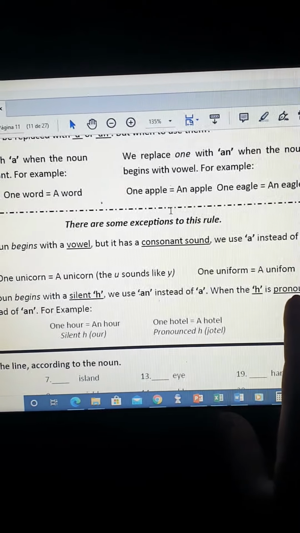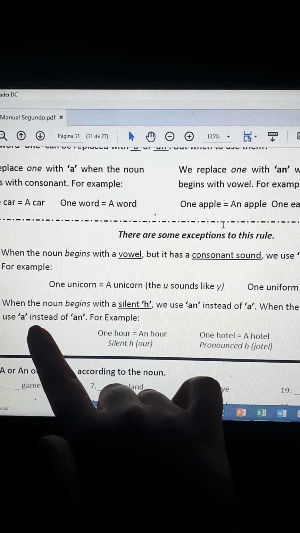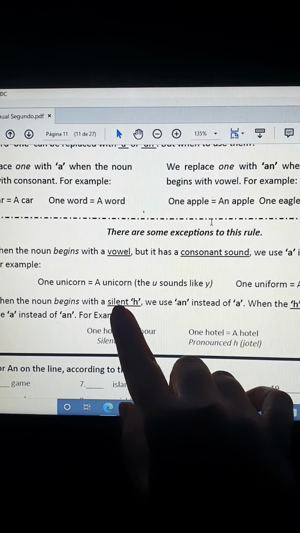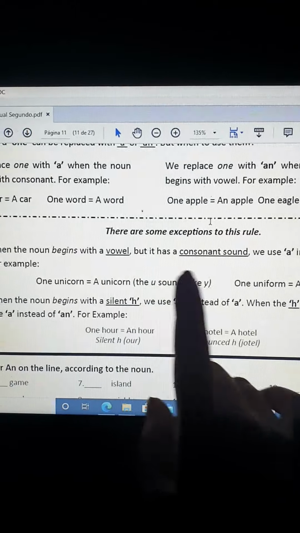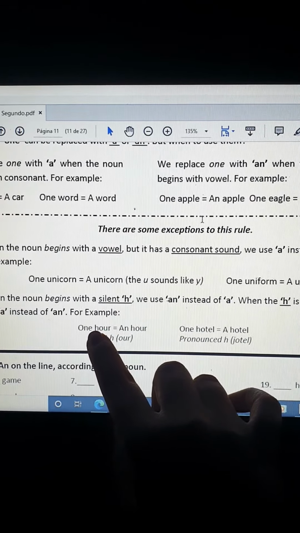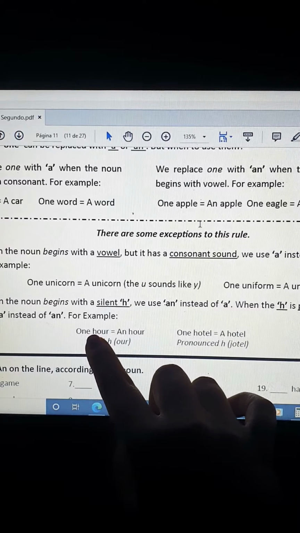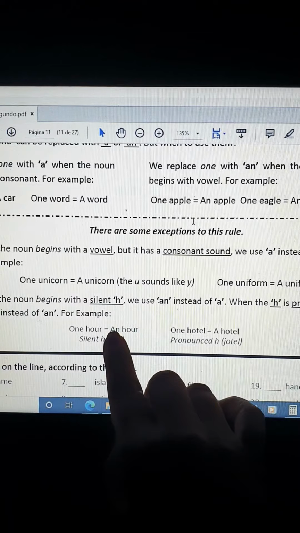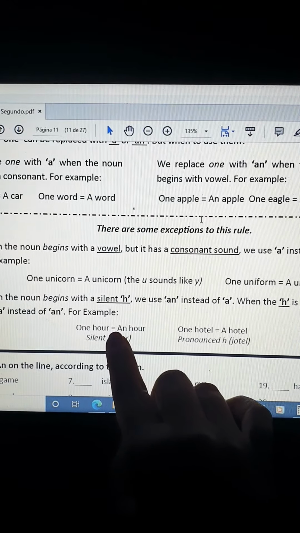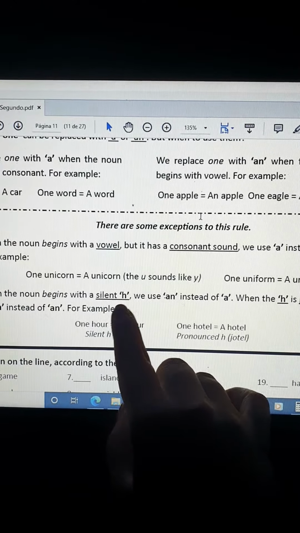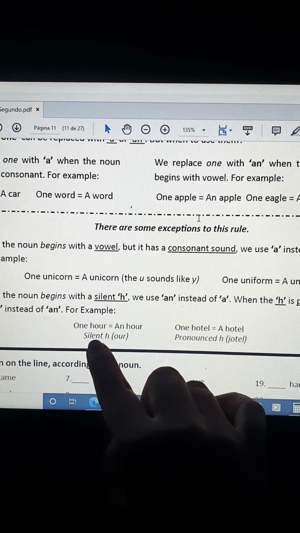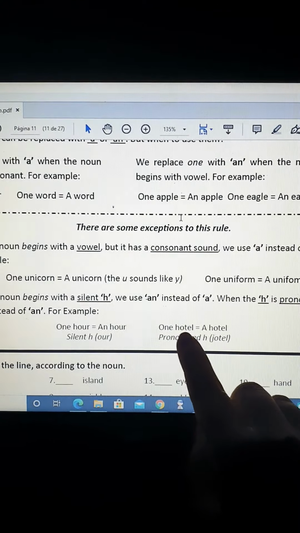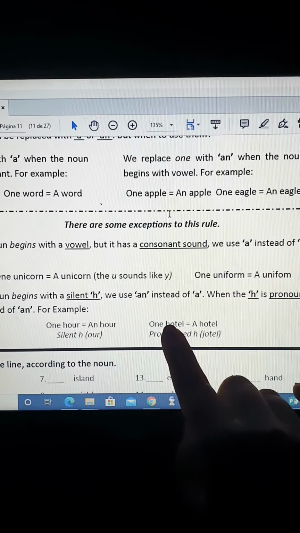When the H is pronounced, we use a instead of an. For example, so the H, when it goes silent, what is the meaning of silent? The H doesn't sound. Hour, okay? 1 hour, it's a silent H. We have an hour. An, even though H is a consonant, but is silent, okay? An hour. Here, hotel.